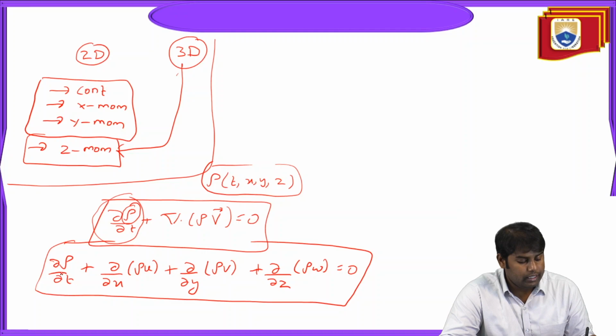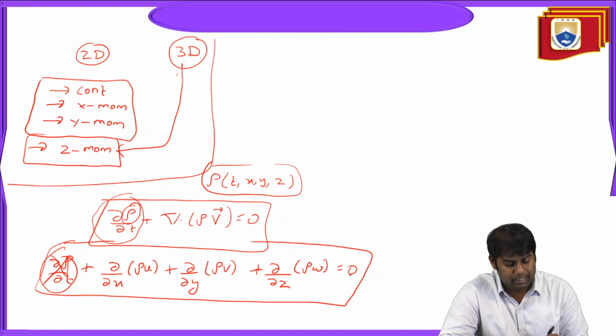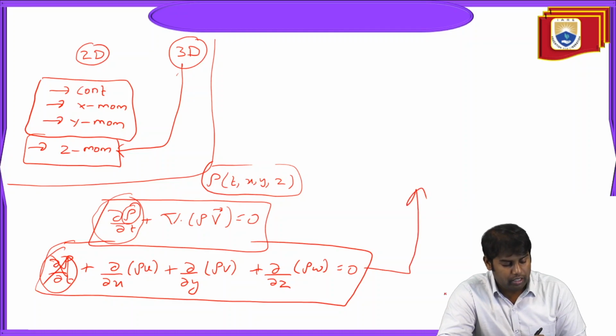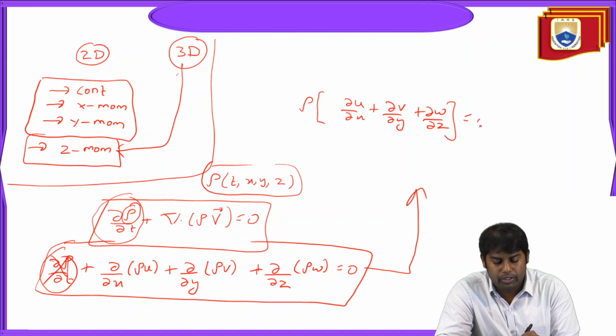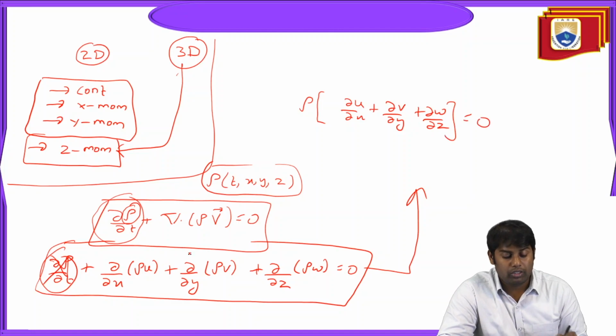When the flow is steady, this term will vanish. When the flow is incompressible, this term will also vanish, because density will not change with respect to time. So when the flow is incompressible and steady, the equation changes this way: ρ(∂u/∂x + ∂v/∂y + ∂w/∂z) = 0. This is what we have seen for incompressible flow CFD.